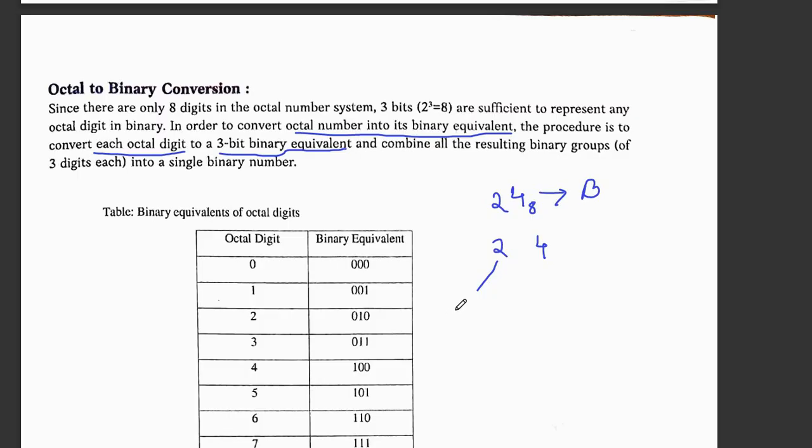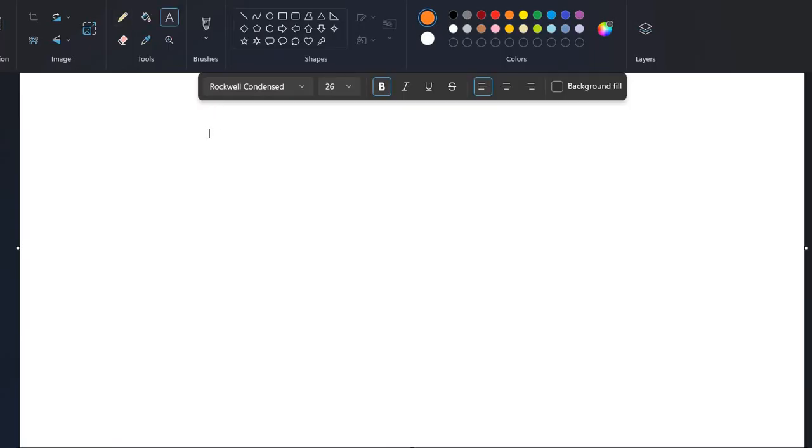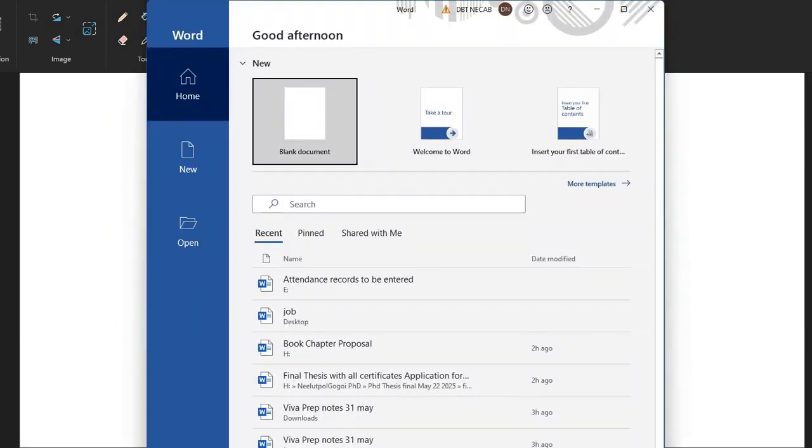In order to do that, you have to know another thing. You have to know the table. You have to know how to create a table that contains all the different number systems, right? Okay, so let's create a table first. Just wait, I'll show you in a different format. Suppose in Word, I'll try to write it in MS Word.